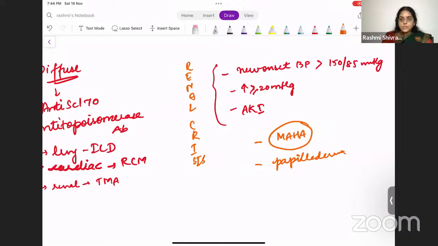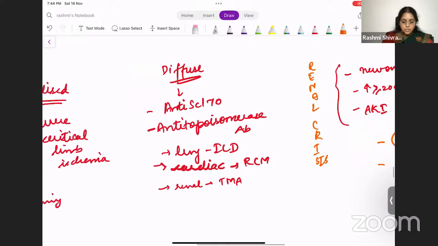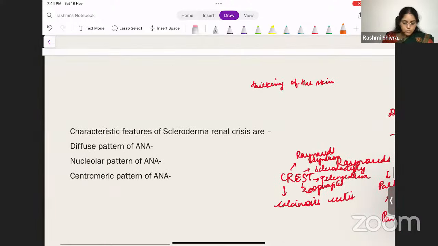Okay, so new onset BP more than 150 by 85 millimeters mercury, or a BP increase of more than 20 millimeters mercury from the baseline, and an acute kidney injury, right? These patients, what do they have? They will also have microangiopathic hemolytic anemia and papilledema. So coming back to what we were discussing, I was asking what are the characteristic features of scleroderma renal crisis. New onset BP more than 150 by 85, then AKI or BP increase of more than 20 millimeters mercury from the baseline.